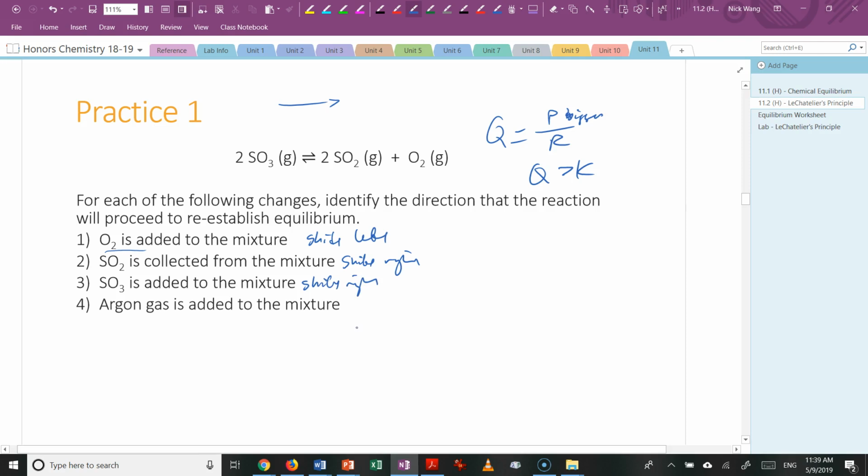And finally, argon gas is added to the mixture. Well, if you notice, argon isn't in this equilibrium mixture at all. Even though you have extra particles in the container, it is argon after all, it is a gas. You actually don't end up affecting this equilibrium because this equilibrium is only affected by these specific substances. So in this case, there'll actually be no change. All right, that'll do it.